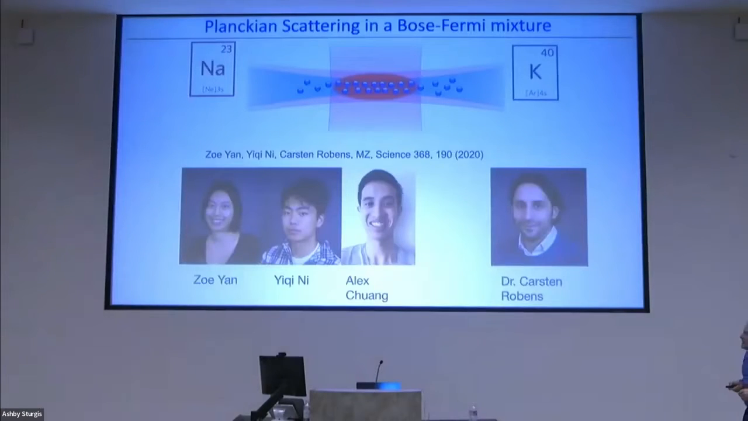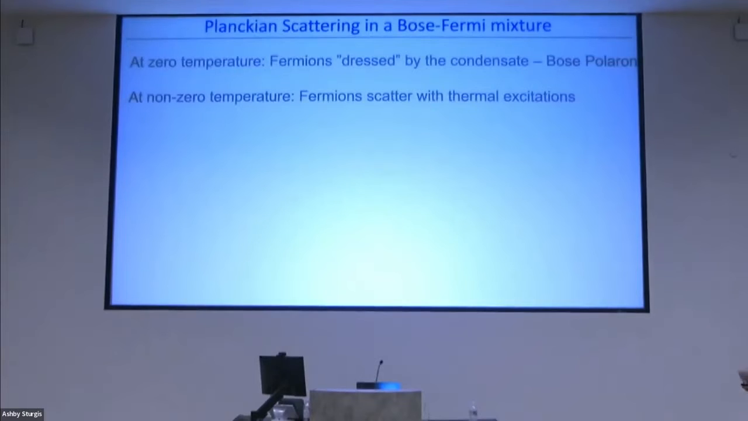These were just bosons. Let's mix in some fermions. If you do it the other way around, mix a few fermions into a big Bose condensate, what happens? I will show you that's actually the simplest way you can get Planckian scattering. So let's think about it. At very low temperatures, you have these fermions dressed by the condensate into quasi-particles. We call them Bose polarons. It might be confusing, but they're fermions that live in a bosonic medium, just basically like electrons in a phonon gas, just with a bit more complicated dispersion for the bosons.